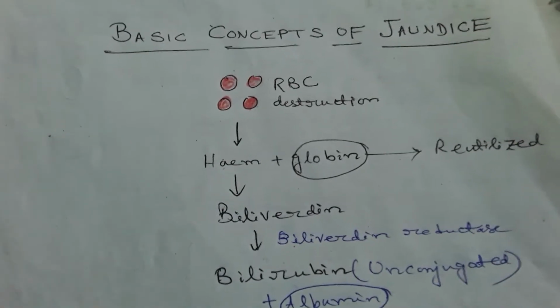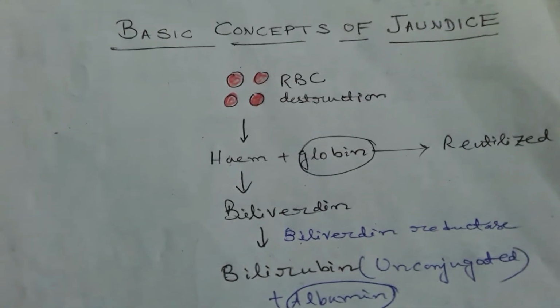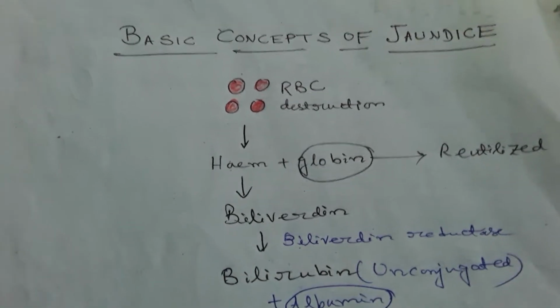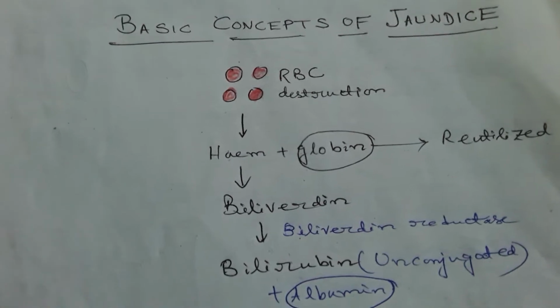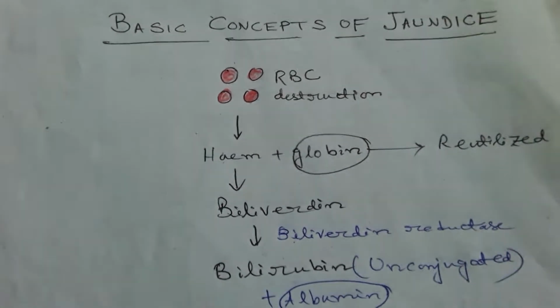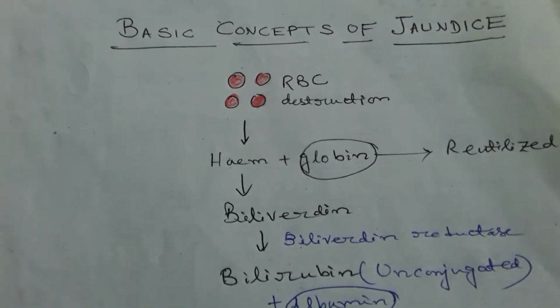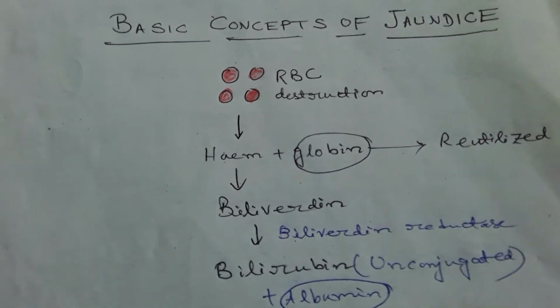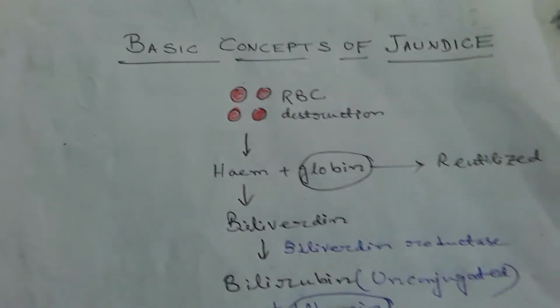That is the normal level. And what is latent jaundice? It is between 1 to 2 milligram per dL, and when it is greater than 3 milligram per dL, it will be clinically jaundice. Now see how it is formed.